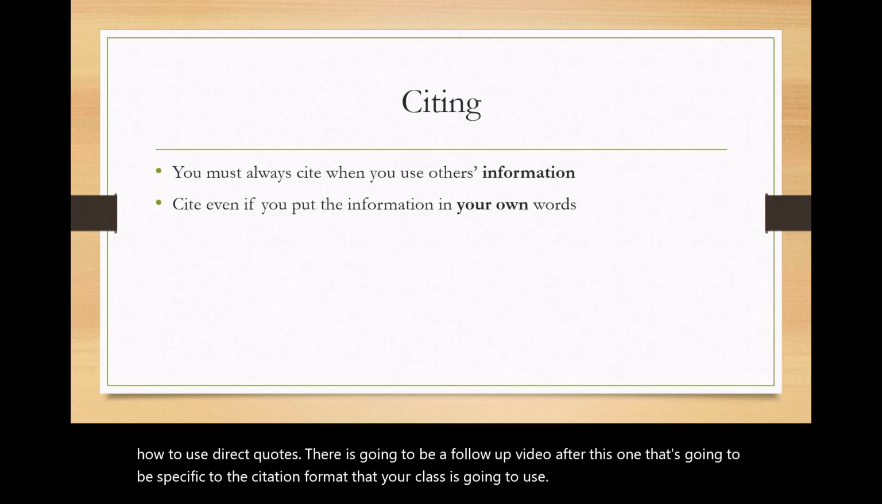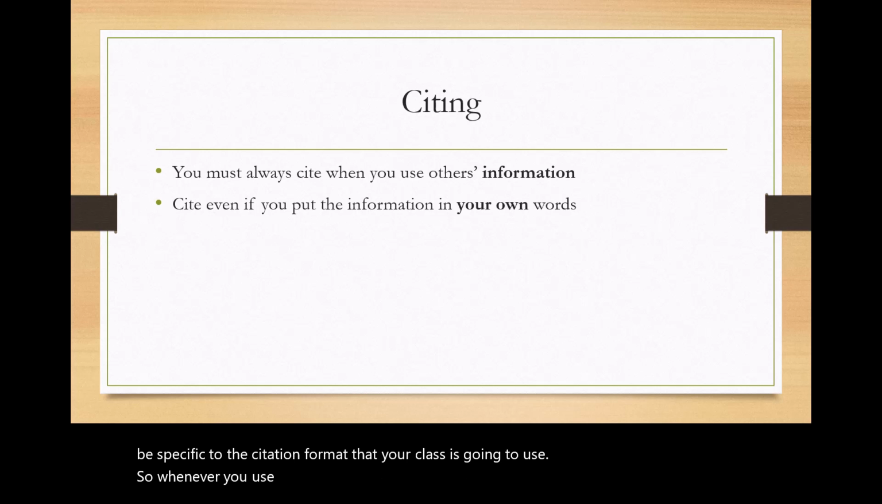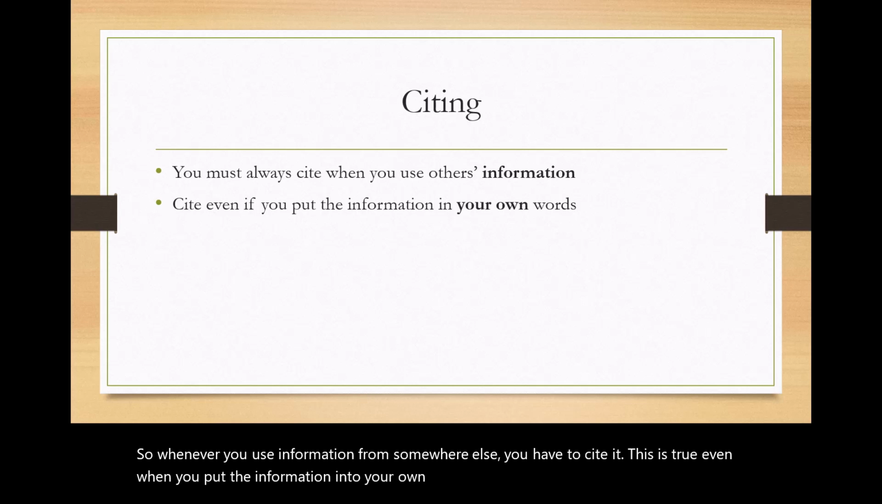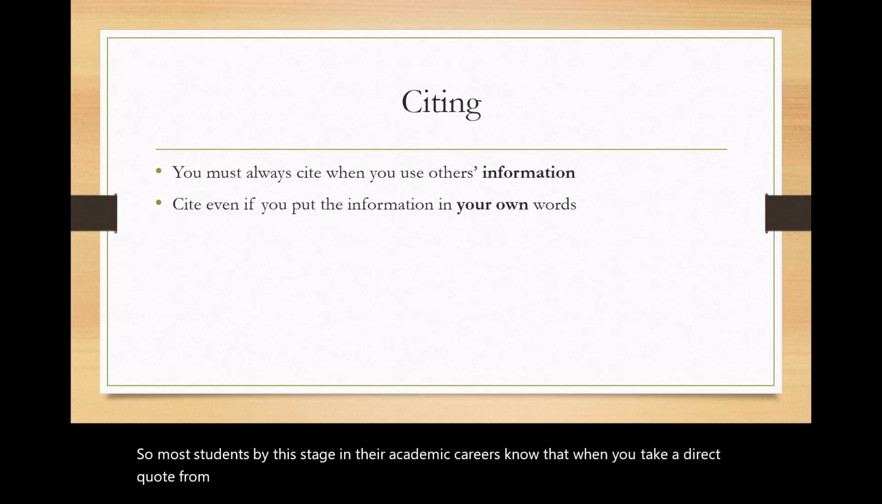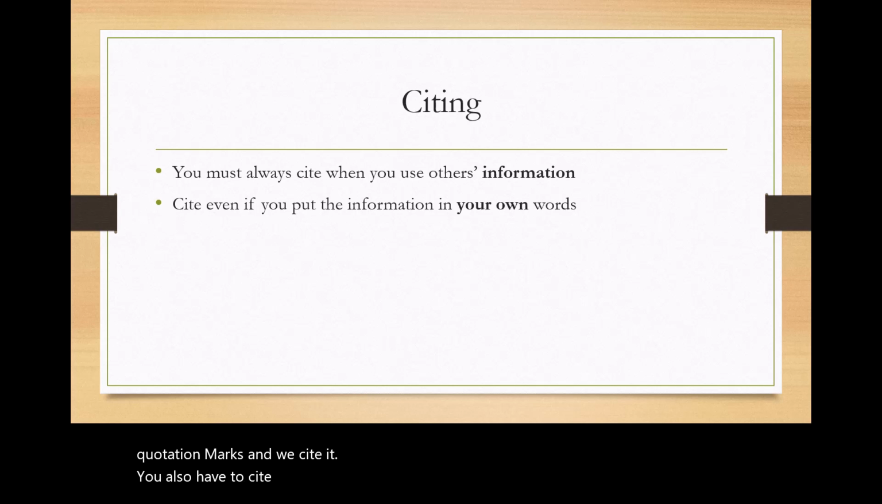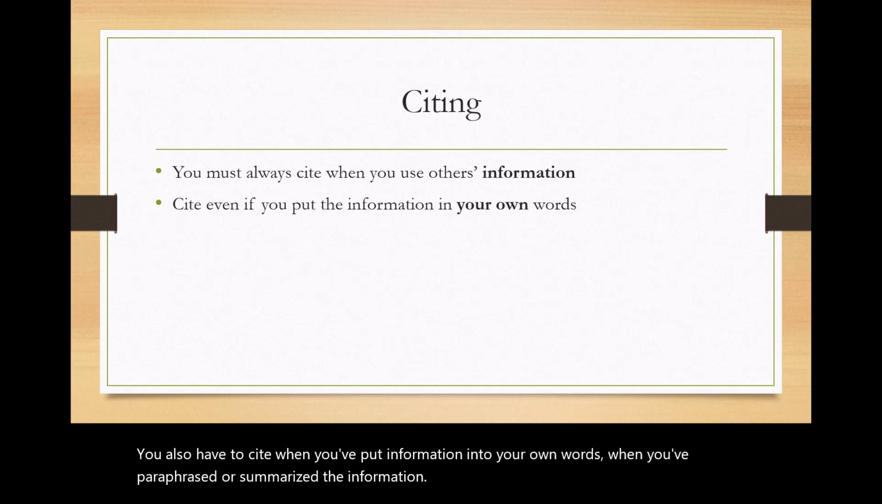So whenever you use information from somewhere else, you have to cite it. This is true even when you put the information into your own words. Most students by this stage in their academic careers know that when you take a direct quote from somewhere, you have to cite that. We know that for a direct quote, we put in quotation marks and we cite it. You also have to cite when you've put information into your own words, when you've paraphrased or summarized the information. You have to cite.